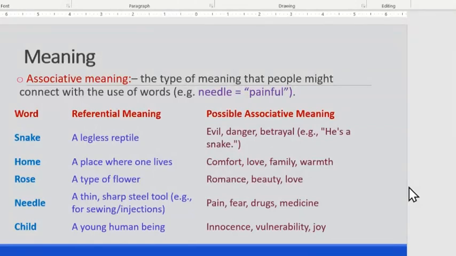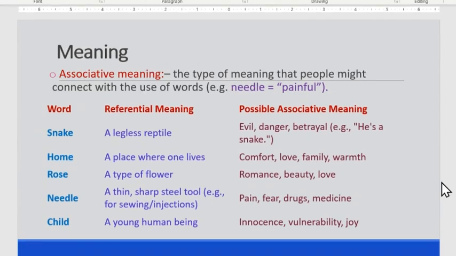And here is an example of associative meaning, the type of meaning that people might connect with the use of a word. Okay, just focus on the referential meaning rather than the associative meaning. Okay, please remember. Example: the word snake. The referential meaning is a reptile, a type of animal without legs.